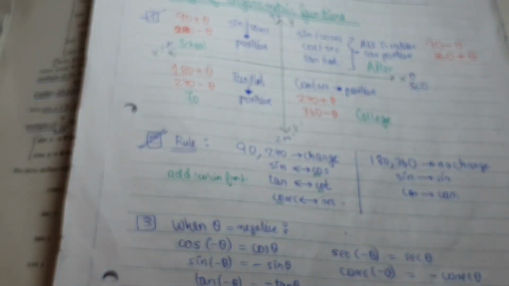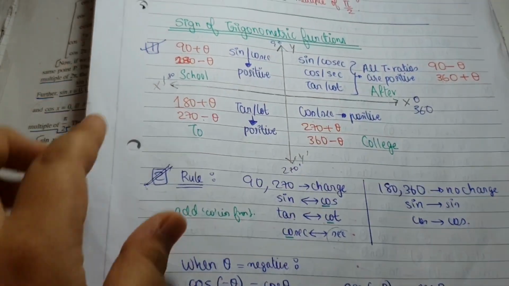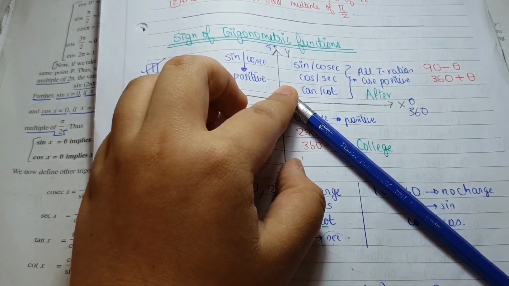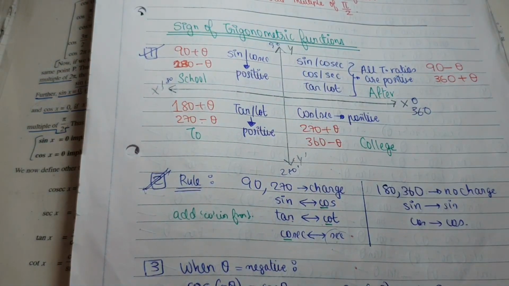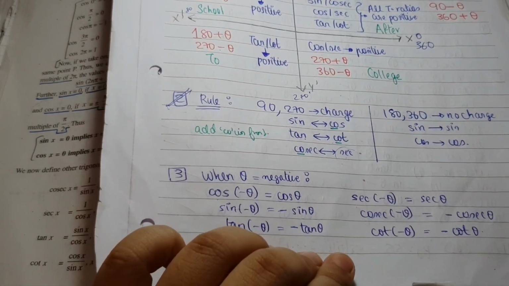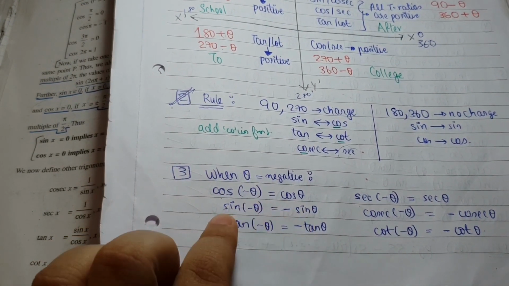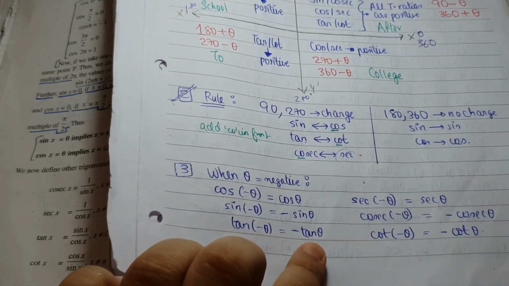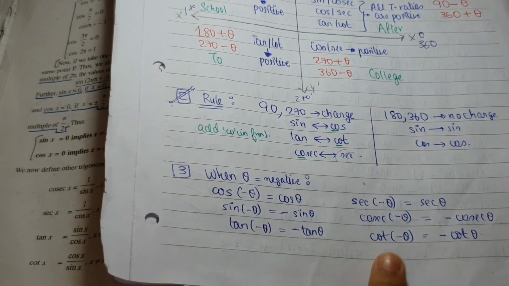Great. So let's see it here. When I say clockwise, I mean it goes in this direction, giving us a negative angle here. So when an angle is negative, what happens? In such a case, cos minus theta is cos theta, sine minus theta is minus sine theta, tan minus theta is minus tan theta, sec minus theta is sec theta, cosec minus theta is minus cosec theta, and cot minus theta is minus cot theta.